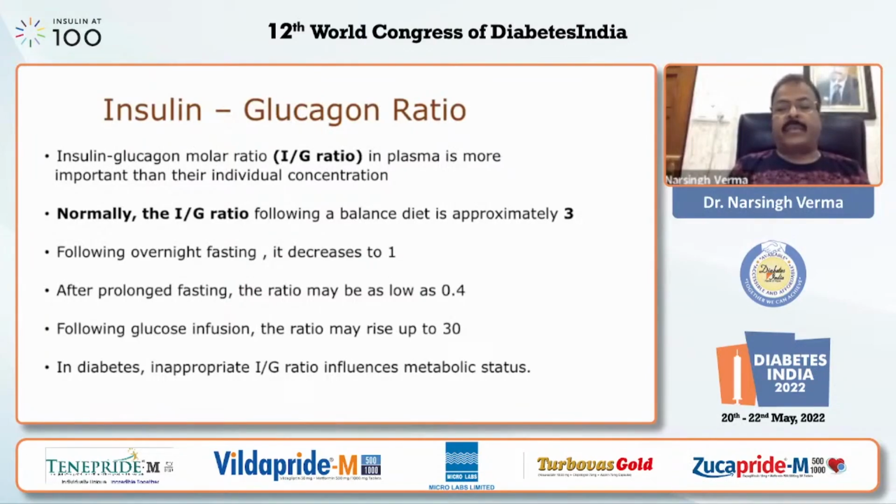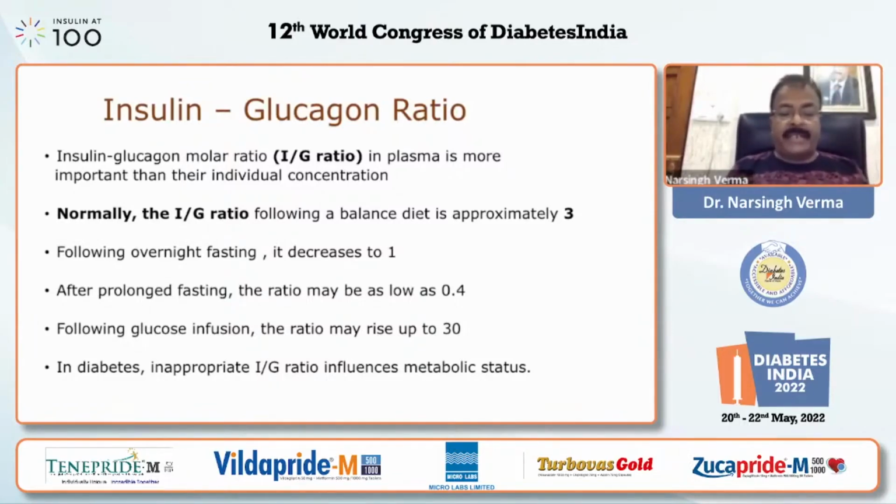Normally the IG ratio, called the insulin glucagon ratio, following a balanced diet is approximately 3, meaning 3 parts insulin and 1 part glucagon. Following overnight fasting, it decreases to 1. So in a normal person without any disease, the IG ratio keeps on changing. It varies from 3 to 1: after a meal it is a maximum of 3, and in the fasting condition it is 1. When a person goes into prolonged fasting, more than 24 hours or even longer, the ratio may be as low as 0.4, because in that condition hardly any insulin is secreted, only basal secretion, and glucagon keeps on increasing. Following glucose infusion, the ratio may rise up to 30. When glucose is given, that stimulates insulin secretion, and this IG ratio goes up to 30.